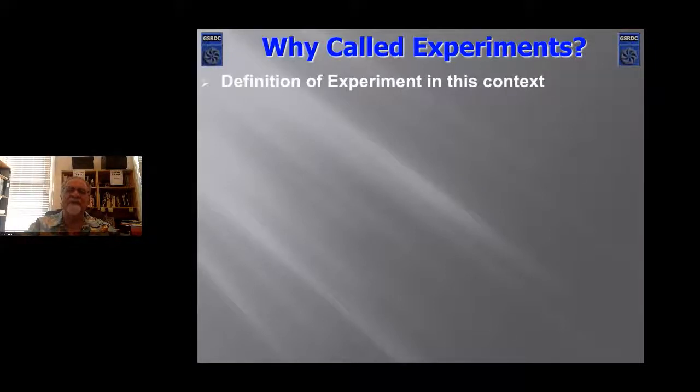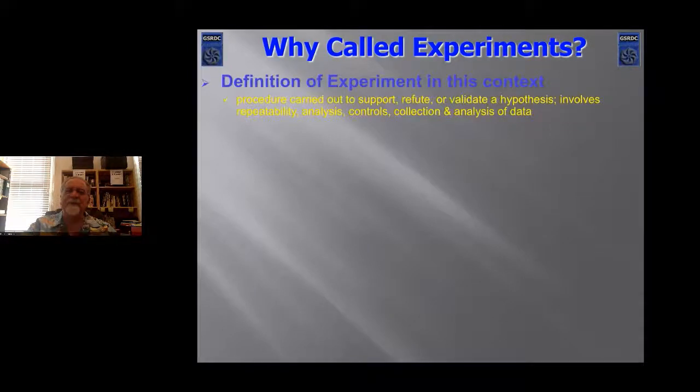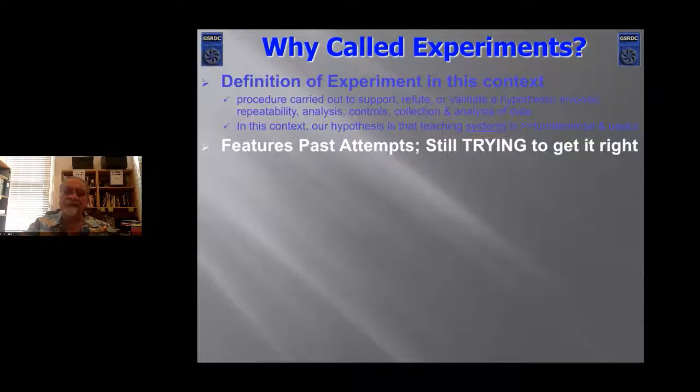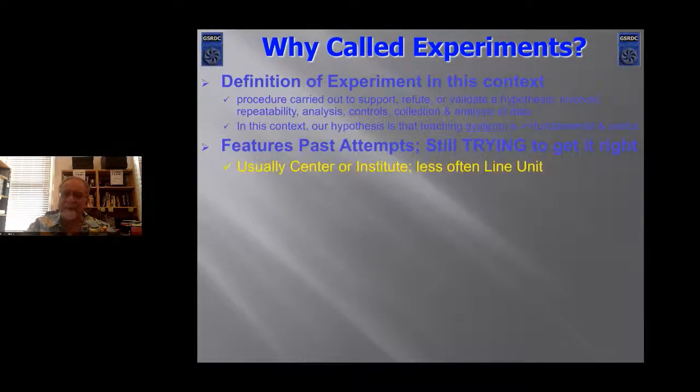Why do I call these experiments? The definition of experiment in this context, or in the usual context, is a procedure carried out to support, refute, or validate a hypothesis. It involves repeatability, analysis, controls, and collection and analysis of data. And we're going to go through a lot of data in this one. In this context, our hypothesis is that teaching systems is more fundamental and useful than the current methods of teaching. It features past attempts. We're still trying to get it right.